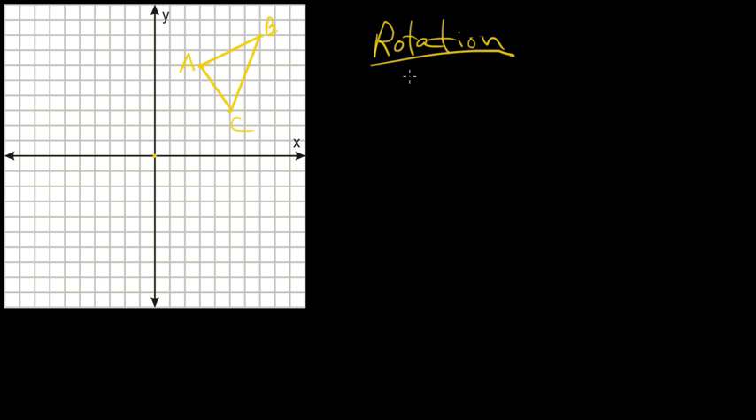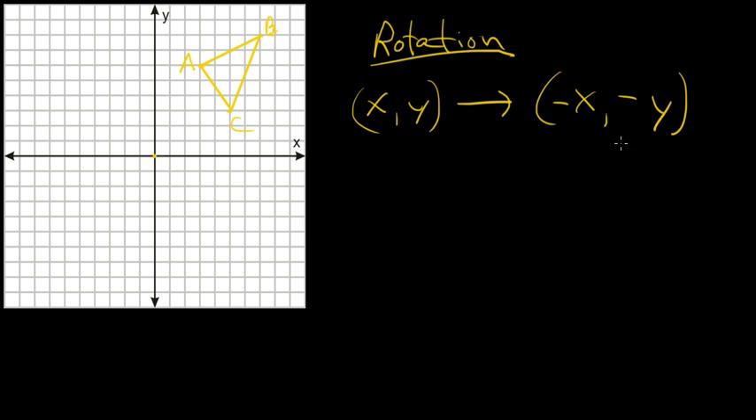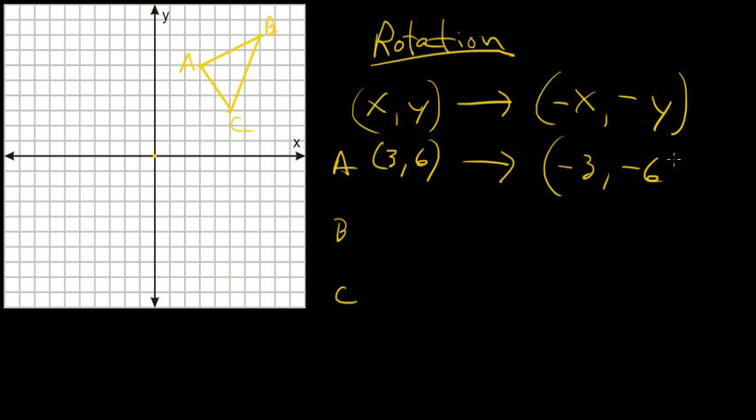But we're going to do a rotation, and rotations are real easy. A 90-degree rotation looks like this: X and Y become negative X and negative Y. So what does that all mean? Well, A is 1, 2, 3, and 1, 2, 3, 4, 5, 6. So 3, comma, 6. What is that going to become? That's going to become negative 3, comma, negative 6, and that'll be my A prime.